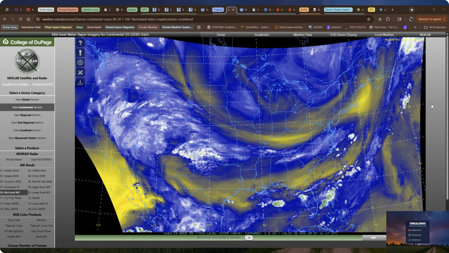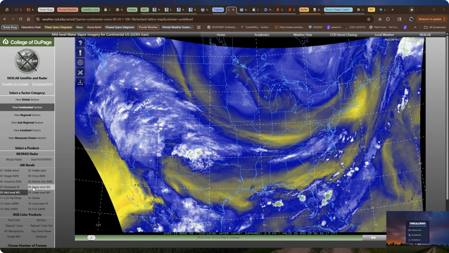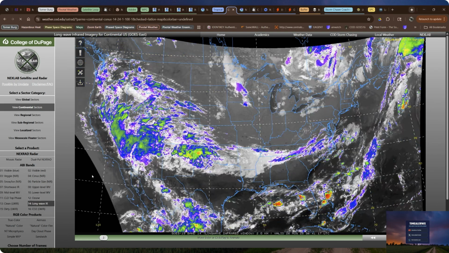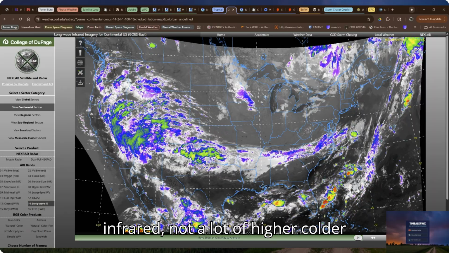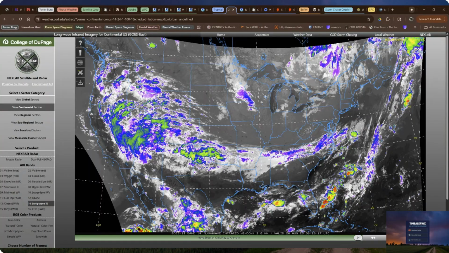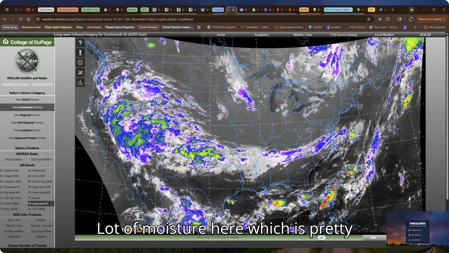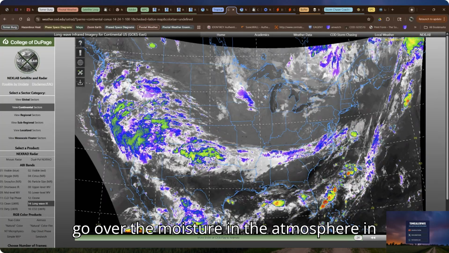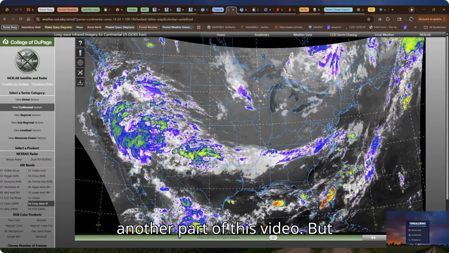So, going back to the IR loop here, infrared, not a lot of higher, colder cloud tops, but just overall a lot of moisture here, which is pretty unusual for this time of year. And I'll go over the moisture in the atmosphere in another part of this video.